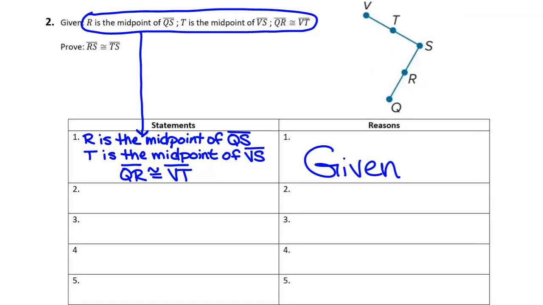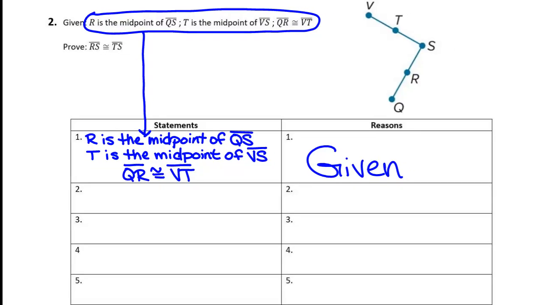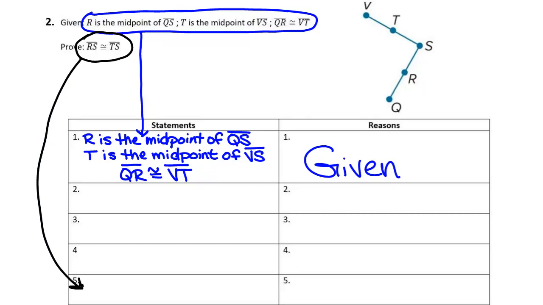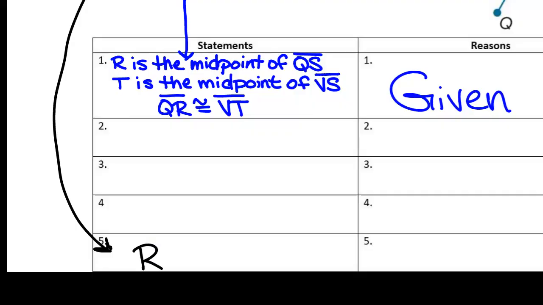There's another statement that I can make without really thinking too much. What is it? Yes, segment RS is congruent to segment TS. Do we know why we can make that statement yet? Nope, not yet. Not quite sure why.